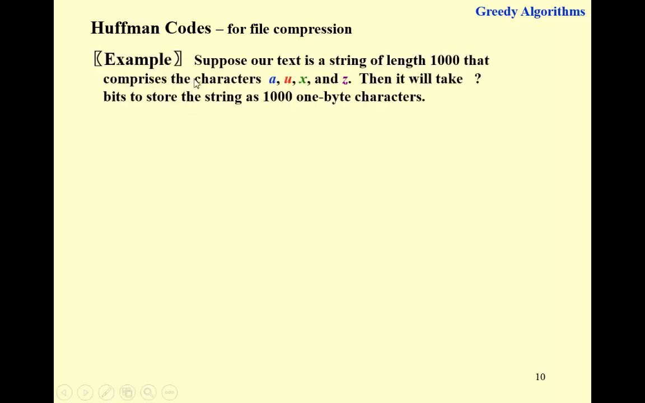Let's first take a look at this example. Suppose we have a text, which is a string of length 1000, comprising only 4 characters, A, U, X, and Z. Then if we store it as a normal string of 1000 characters, how many bits will it take? So each character takes 1 byte. 1 byte is what? It is 8 bits. So altogether, it's going to take 8,000 bits to store this string in the normal way, right?